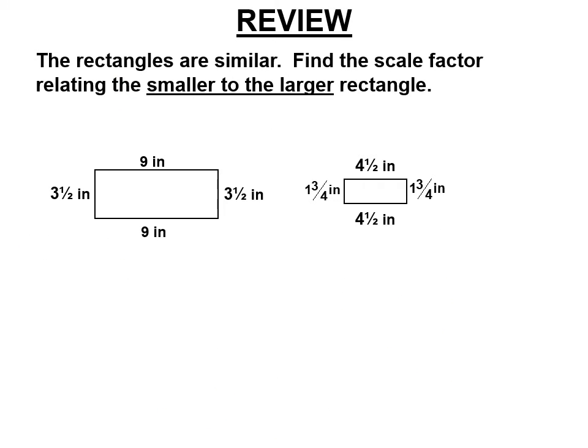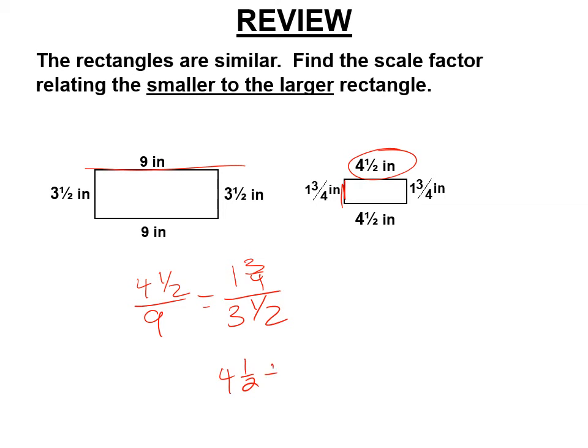So similarity, if objects are proportional, they're also called similar. And so we're going to find the scale factor. So now it says smaller to larger. So 4.5 goes with 9. They're in the same location. Or, if you prefer, you could do 1 3/4 divided by 3.5. Well, 4.5 is half of 9. I think I can just see the answer, but let's just do the work.